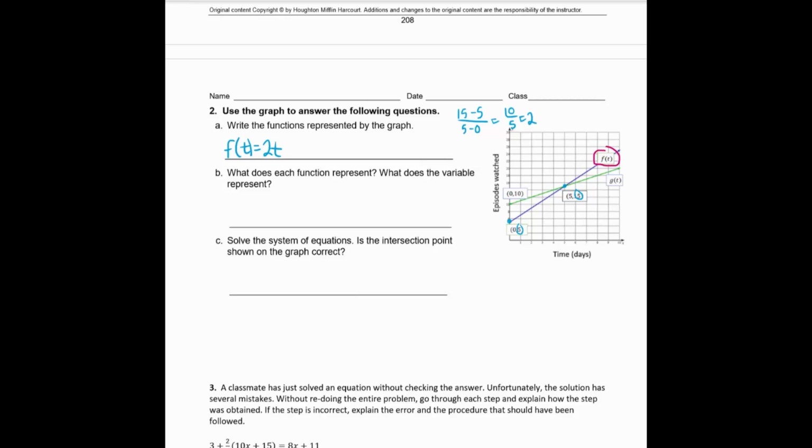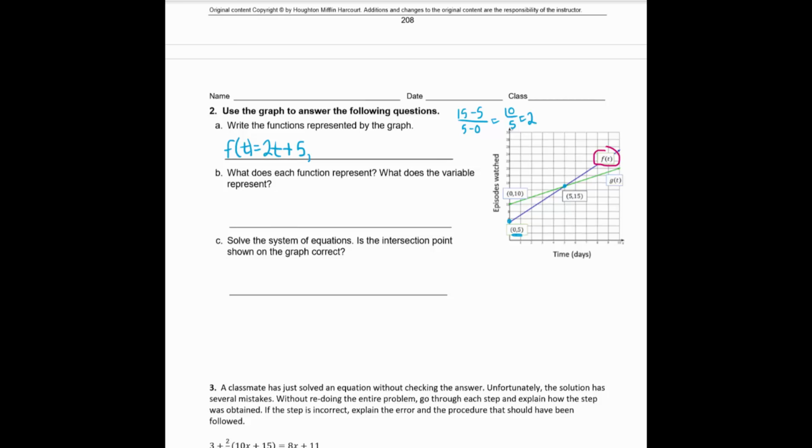I'm going to use t because that's the variable for f of t inside. So that's how we know what to use. Then our y-intercept is coming from this point. (0, 5) means that 5 is the y-intercept. So that's the first function, f of t.